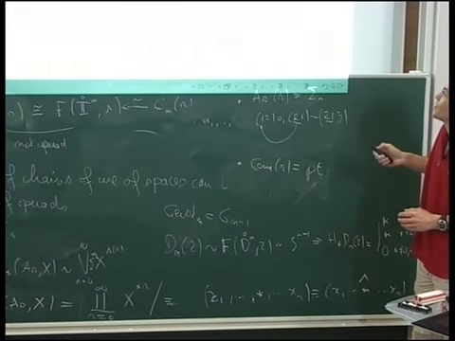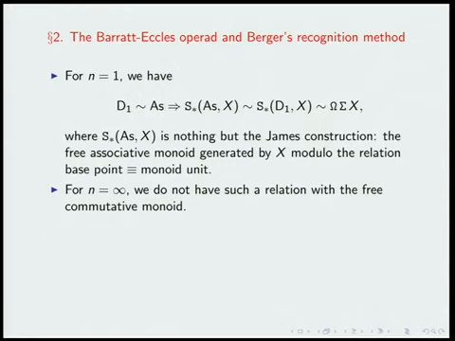So this is for n equals 1. So this gives a nice combinatorial model of this object. And for n equals infinity, we cannot do that with a free commutative model. So you can actually compute the homology of omega infinity sigma infinity, and the homology of the free symmetric algebra. It's a classical computation by Dold. And you see that you don't get the same thing.